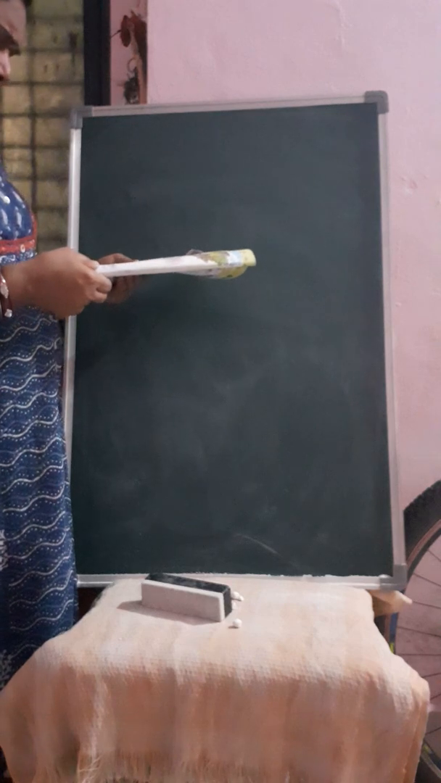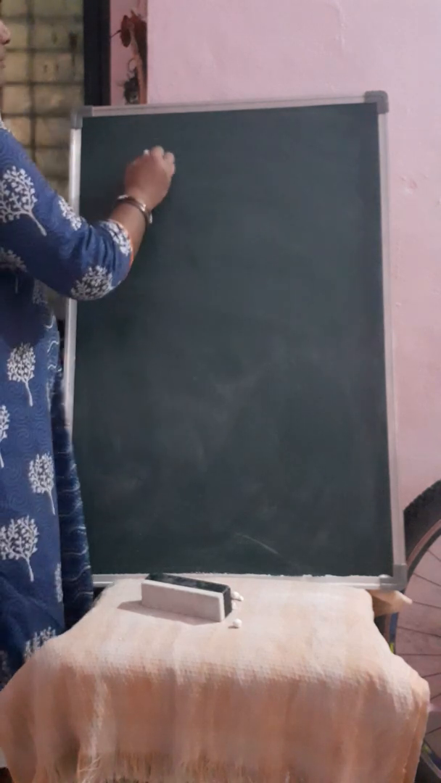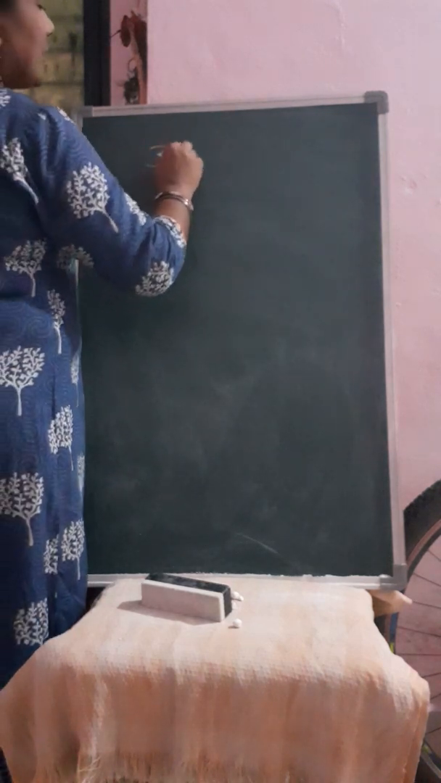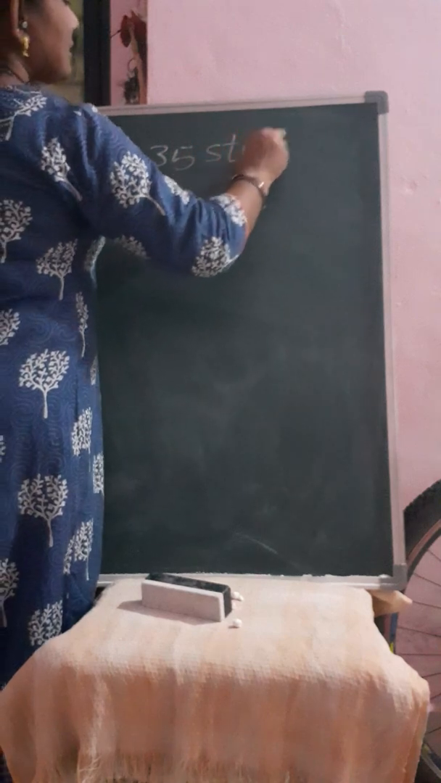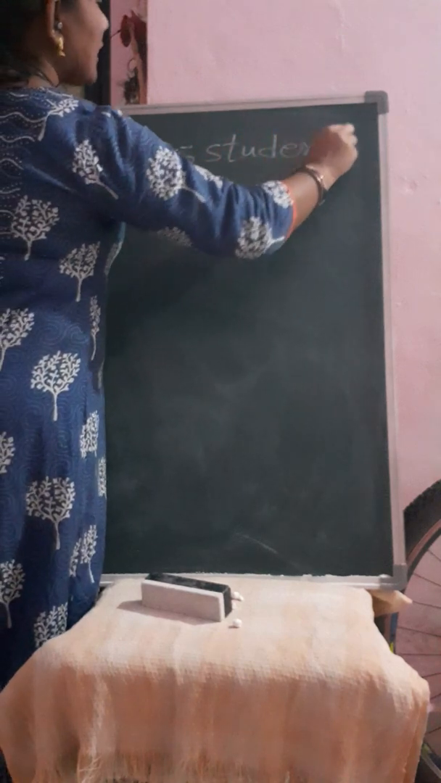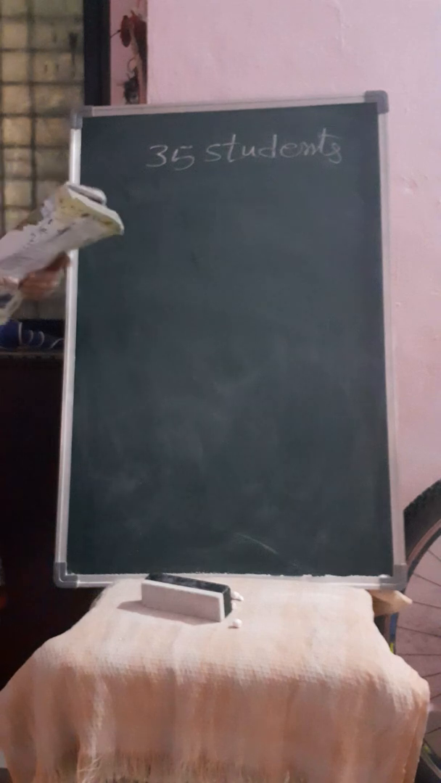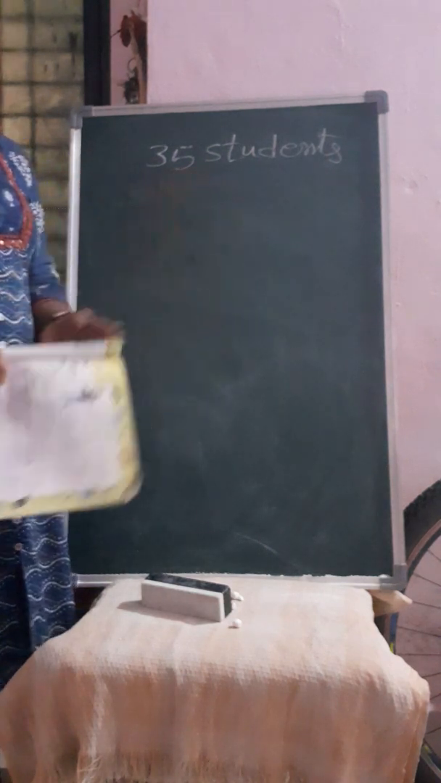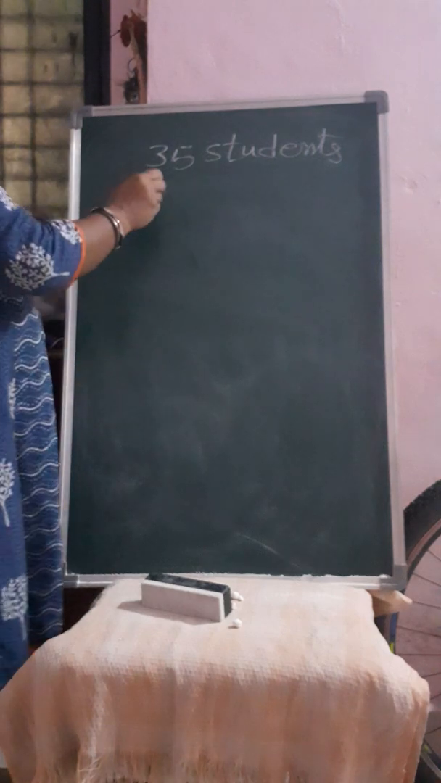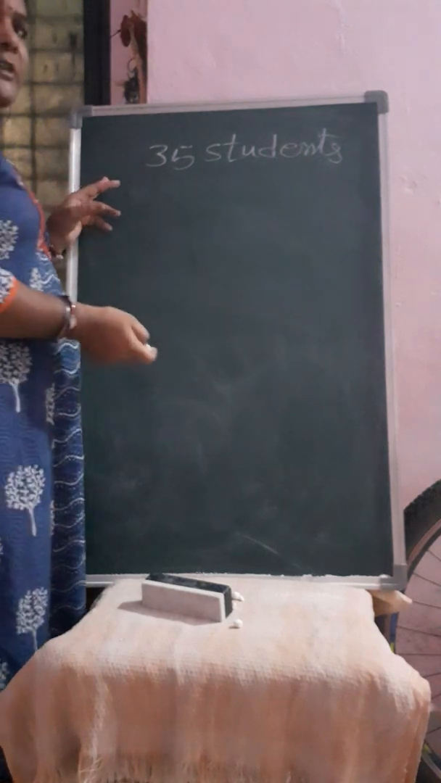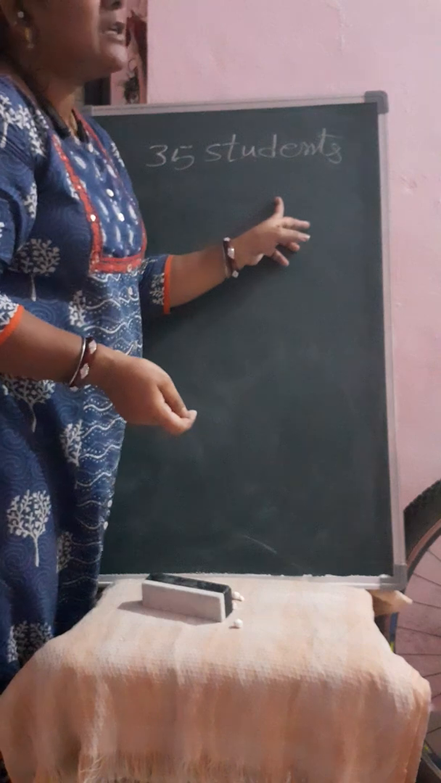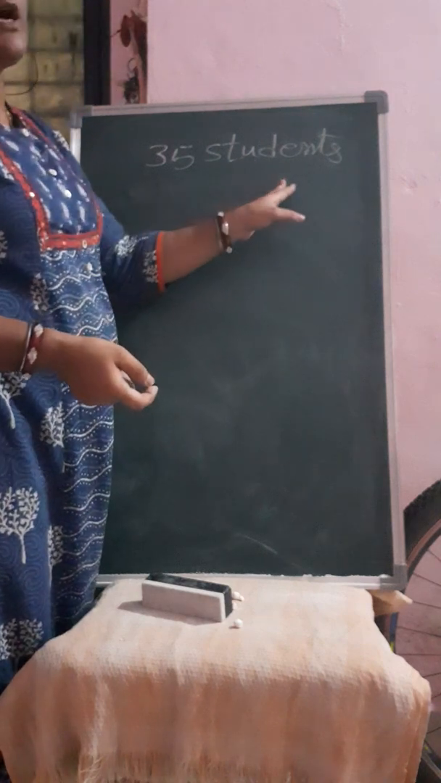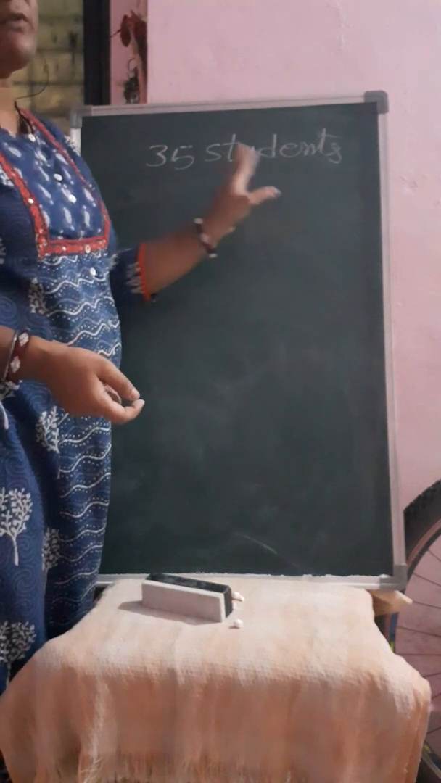Okay, each mini bus can take only how many students? 35 students. Each mini bus will take 35 students. The sitting capacity of a mini bus is 35 only. How many mini buses are required? How will we come to know how many mini buses are required if the bus capacity is only 35 seats?